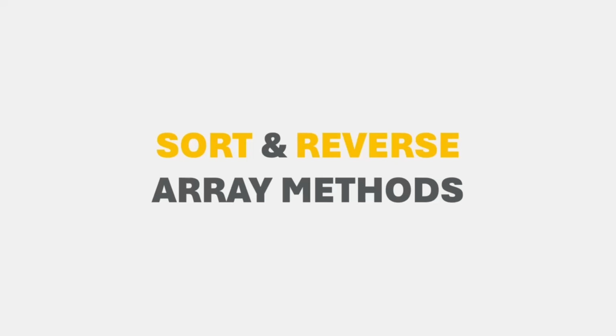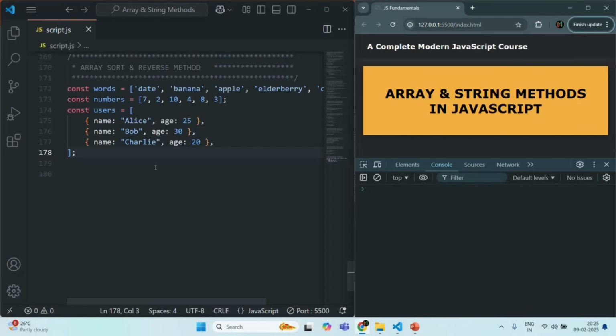In this lecture, we are going to learn about two other important array methods in JavaScript, the sort method and the reverse method. So let's understand what the sort and reverse methods do, and let's start with the reverse method. The reverse method basically reverses the order of the elements in the array.